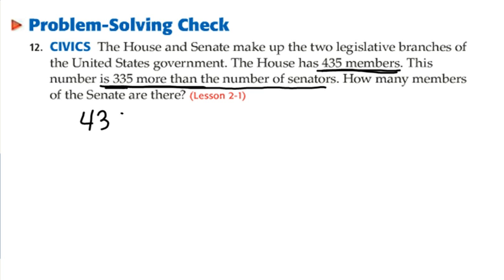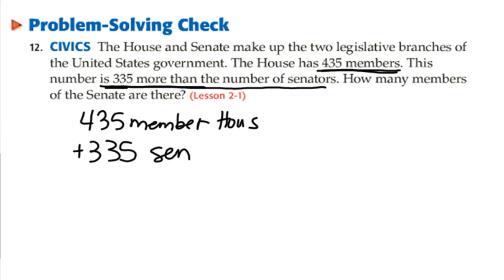So something like 435 members, and that's of the House. And that's 335 more, so that's 335 more than senators. And we can just write SEN. So what they want us to do is write an equation to figure out how many members of the Senate there are. So how do you do that? We know there's 435 members of the House of Representatives, right? And we know that's 335 more.